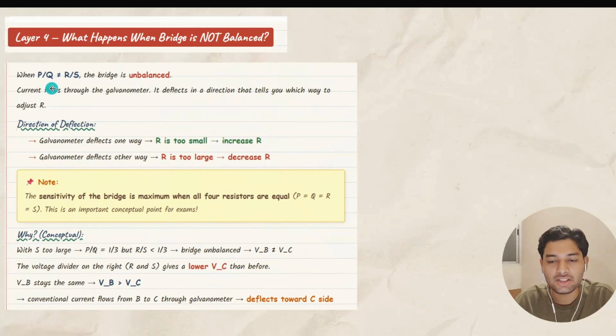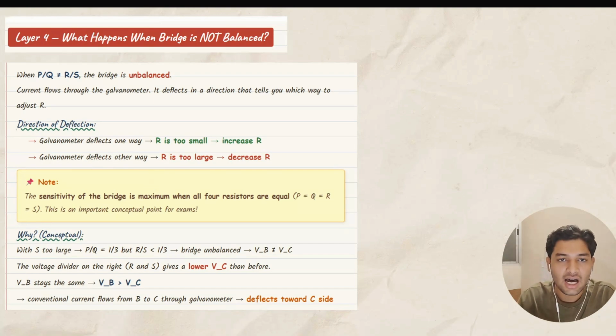So when P by Q is not equal to R by S, what happens if the left wing or the right wing of this inverse square or diamond is not equal? The bridge is unbalanced. So current flows through the galvanometer. It deflects in a direction that tells you which way to adjust R. So, direction of deflection: the galvanometer deflects one way, R is too small, increase R; the galvanometer deflects the other way, R is too large, decrease R.